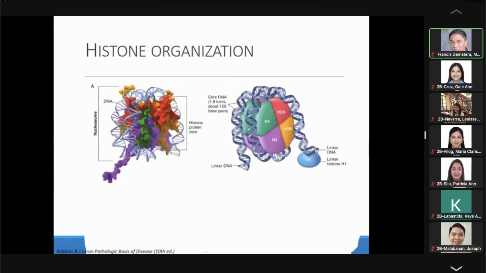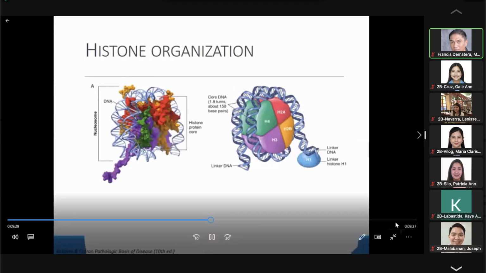To understand epigenetics better, let's discuss histone organization. So first, this structure is called a nucleosome, and the nucleosomes have octamers of histone proteins, two each of histone subunits H2A, H2B, H3, and H4. And these are encircled by 147 base pair loops of DNA. And the naked DNA of humans is about 1.8 meters long.